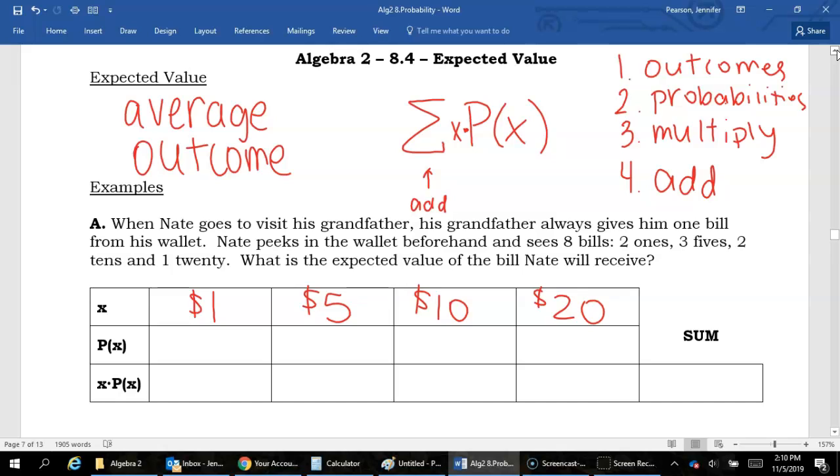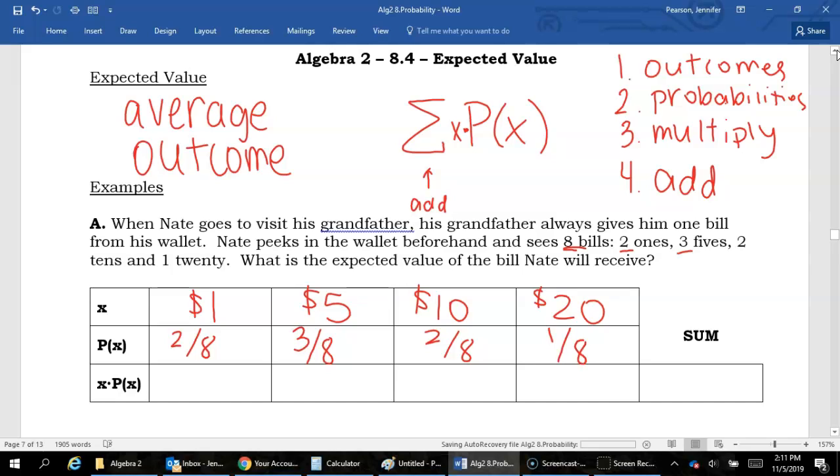Probabilities. P of X is for probabilities. So what is the chance of him getting a $1 bill? There are 2 $1 bills out of the 8 bills altogether, so the probability is 2 out of 8. We can decimal this if you'd rather, 2 divided by 8 is 0.25, but I'm going to go with fraction. What is the chance of getting a $5 bill? There are 3 5s out of the 8 bills, so 3 out of 8, or 0.375 as a decimal. And how many 10s? There are 2 10s out of the 8 bills altogether. And how many 20s? There is 1 20 out of the 8 bills altogether.